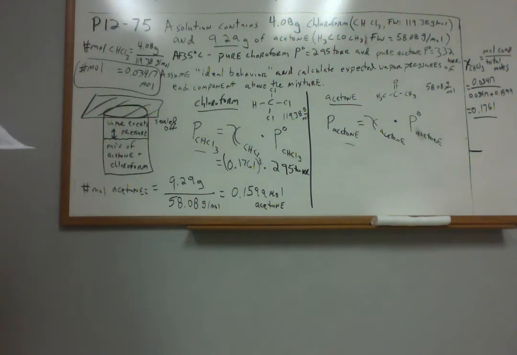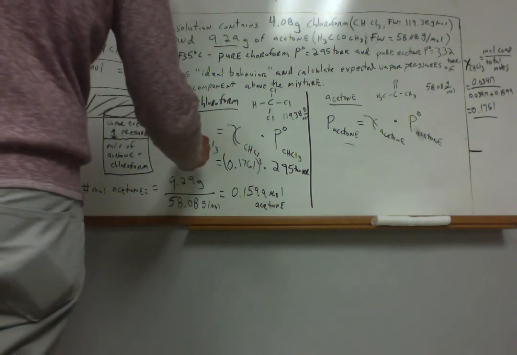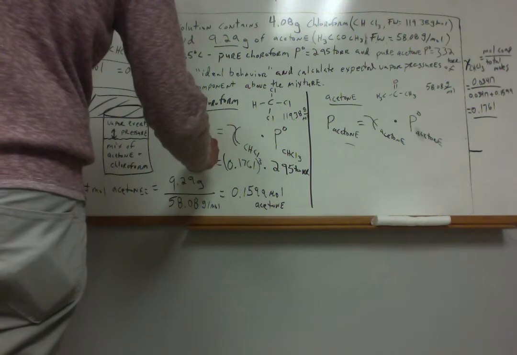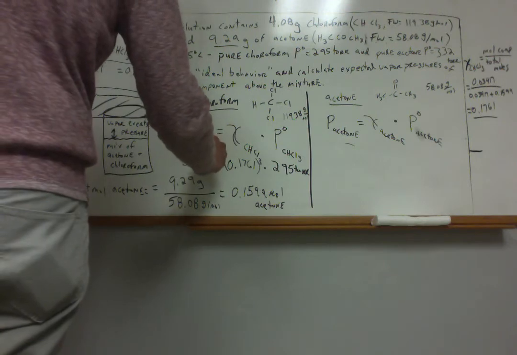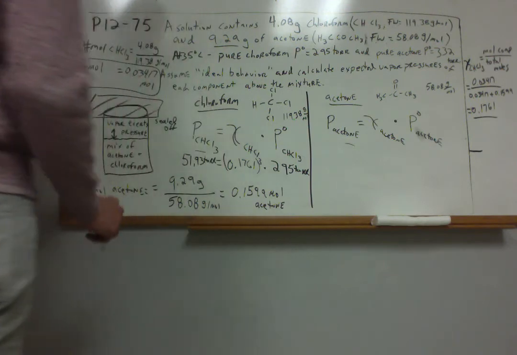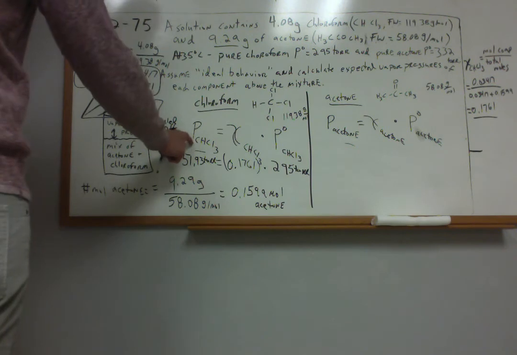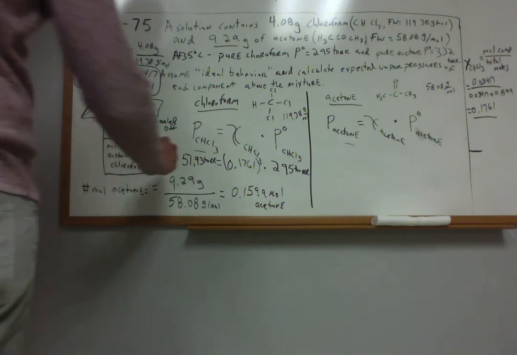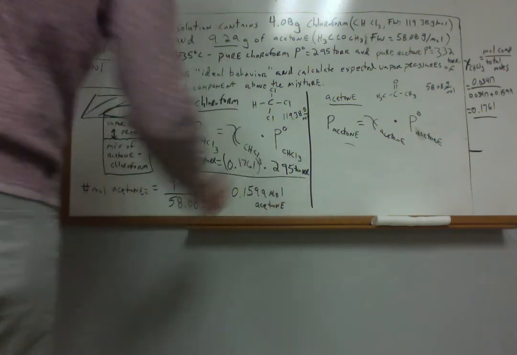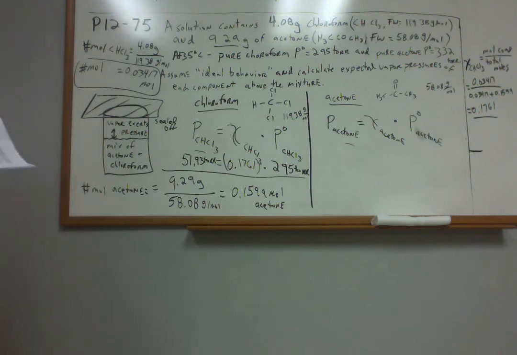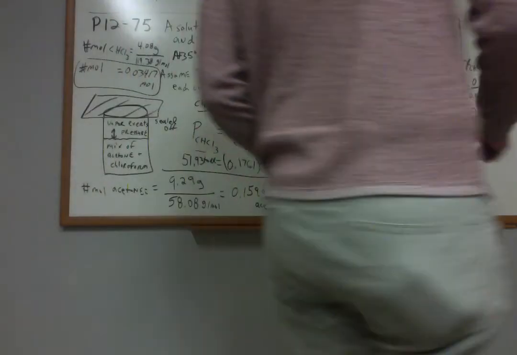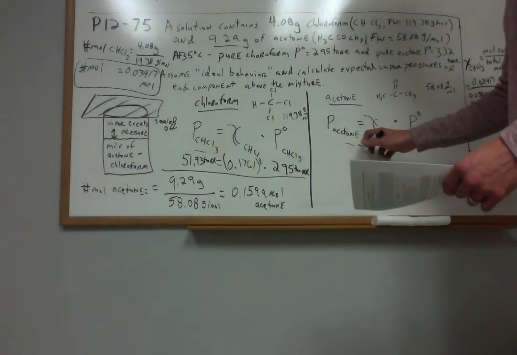So that's wonderful, because what I can do now is complete that computation and find 51.93 torr is my expected vapor pressure of my chloroform. Okay, this is a different calculation below the line, so don't let that interfere.